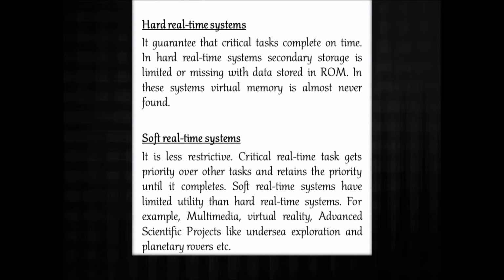There are two types of real-time operating systems. Hard real-time systems. Hard real-time systems guarantee that critical tasks complete on time. In hard real-time systems, secondary storage is limited or missing, with data stored in ROM. In these systems, virtual memory is almost never found.